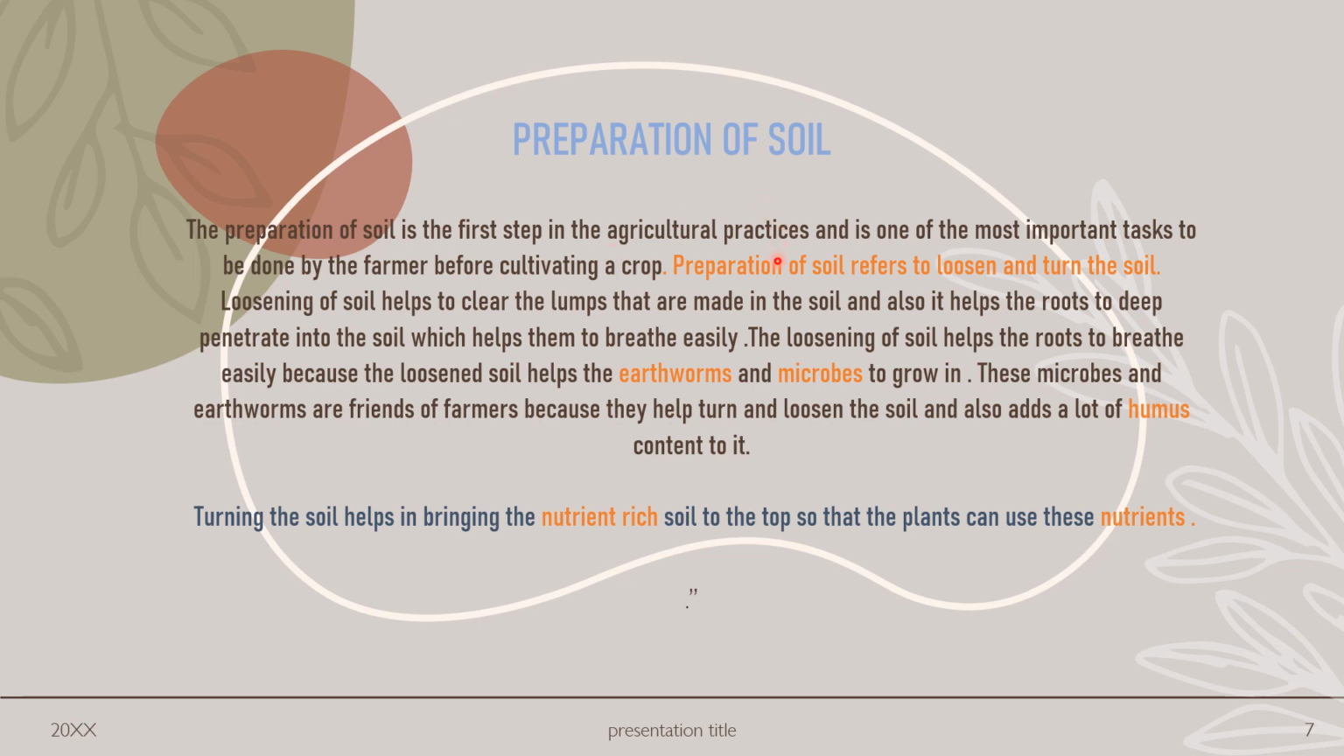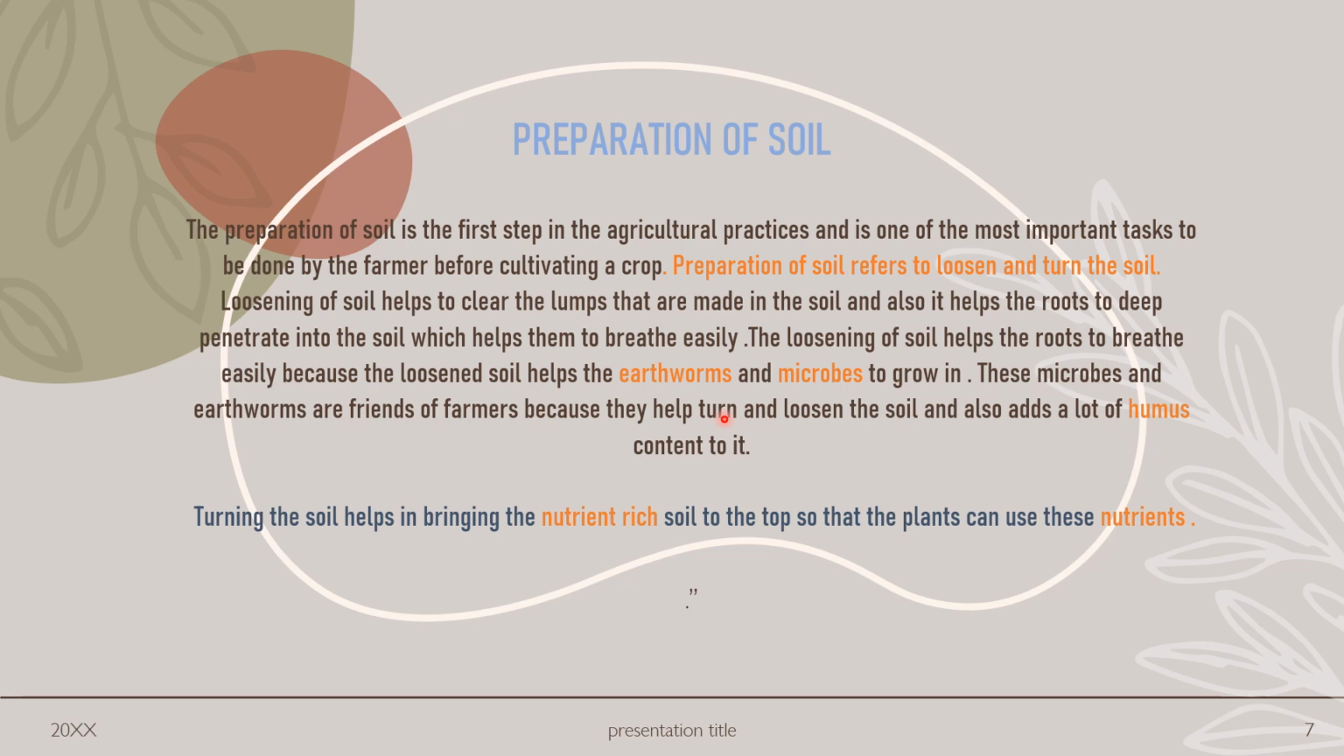Preparation of soil refers to loosening and turning the soil. Loosening means we have to loosen the spaces between the soil, and turning means mixing up the soil properly. Loosening of the soil helps to clear the lumps that are made in the soil, and it also helps the roots to penetrate deep into the soil, which helps them to breathe easily.